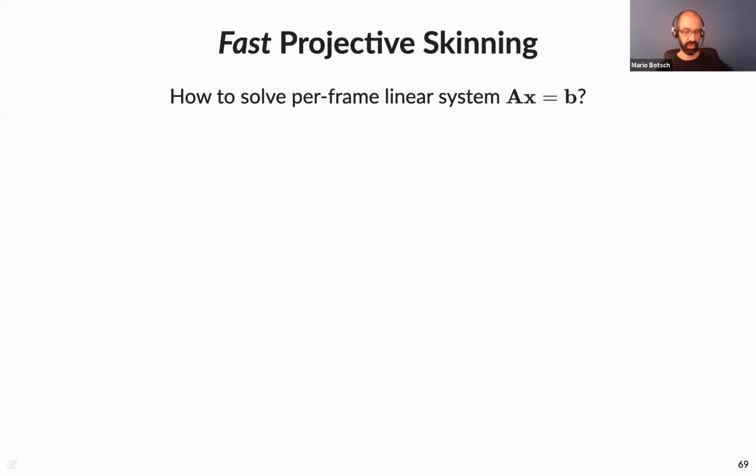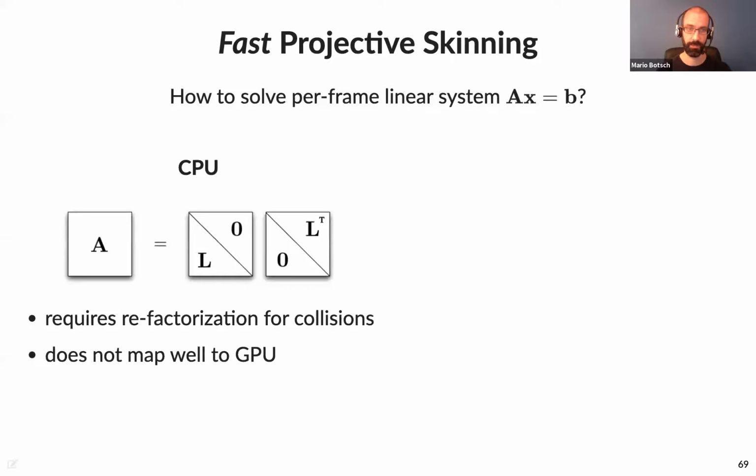And this is why we went for fast projective skinning. So we basically mapped it to the GPU, or Martin did map it to the GPU. And then the question is how to solve this linear system. Let's call it A times X equals B, that we have to solve for each frame. How to do this fast? On the CPU, what you typically do is Cholesky factorization, but as soon as you get collisions, you have to refactorize and performance goes down.